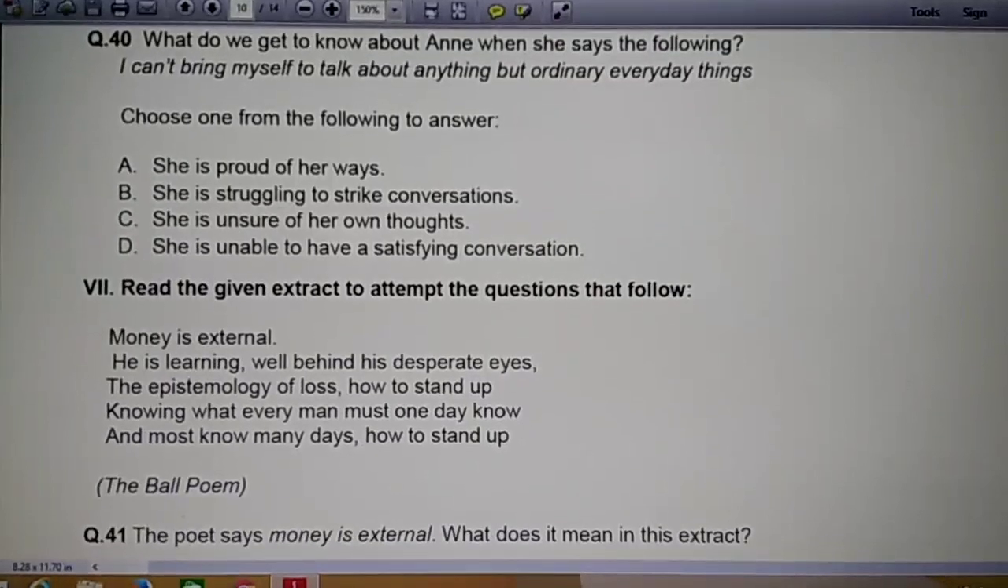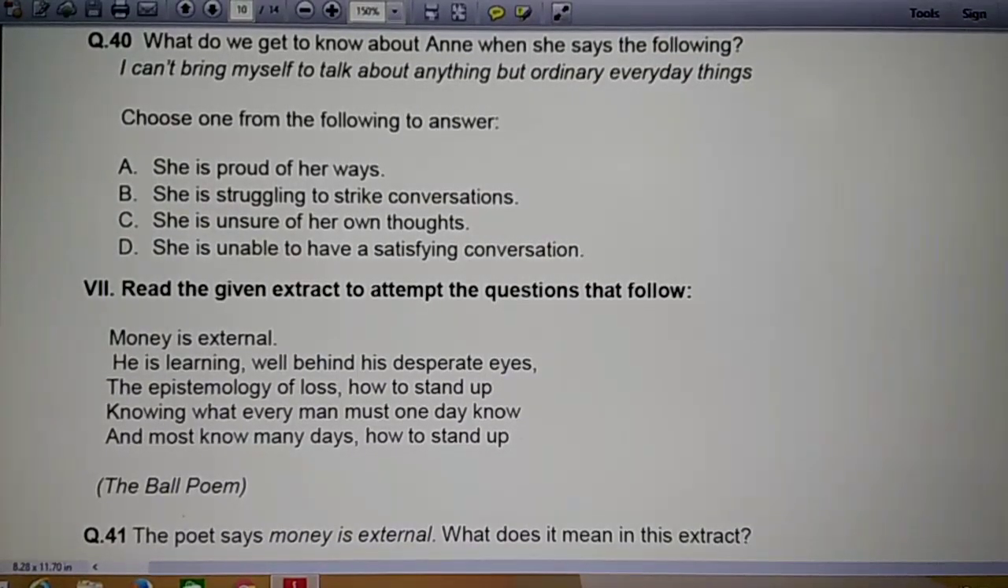Question number 40. What do we get to know about Anne when she says the following? I can't bring myself to talk about anything but ordinary everyday things. Choose one from the following to answer. Right option will be D. She is unable to have a satisfying conversation.